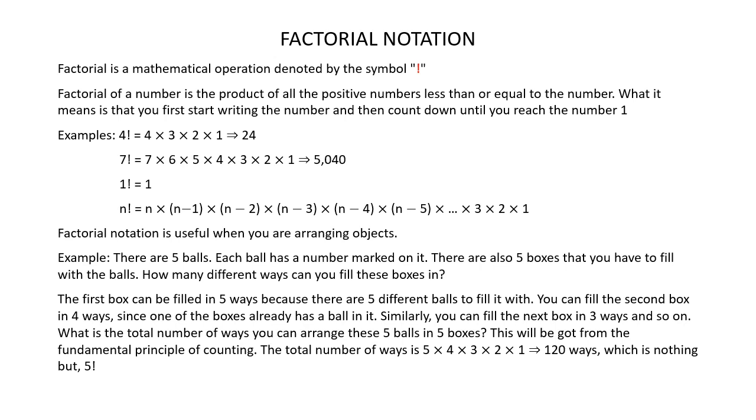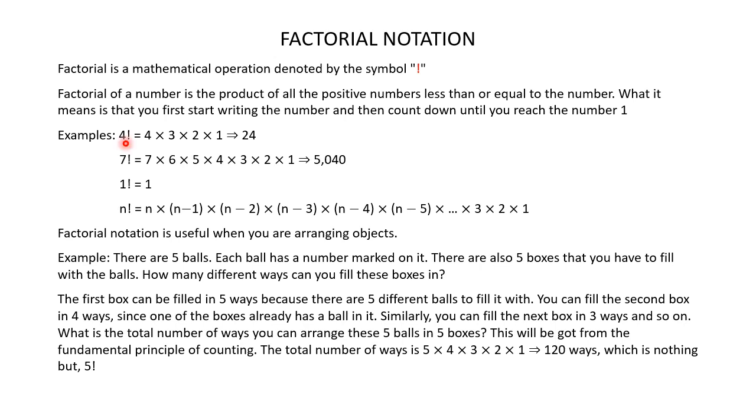Another important concept you have to understand is factorial notation. Factorial is a mathematical operation denoted by this symbol. Factorial of a number is the product of all the positive numbers less than or equal to the number. What it means is that you first start writing the number and then count down until you reach the number 1. Now let's understand this with the help of an example.